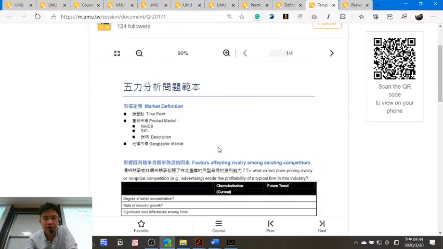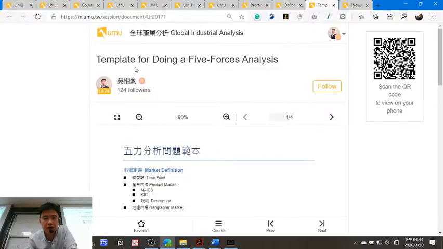Alright, and you can find this template from the UMU. There is a template for doing a 5 forces analysis. One thing I want to highlight is this template is just for your initial assessment. Here, we don't put facts and evidence into the analysis. We just quickly analyze the things we know.